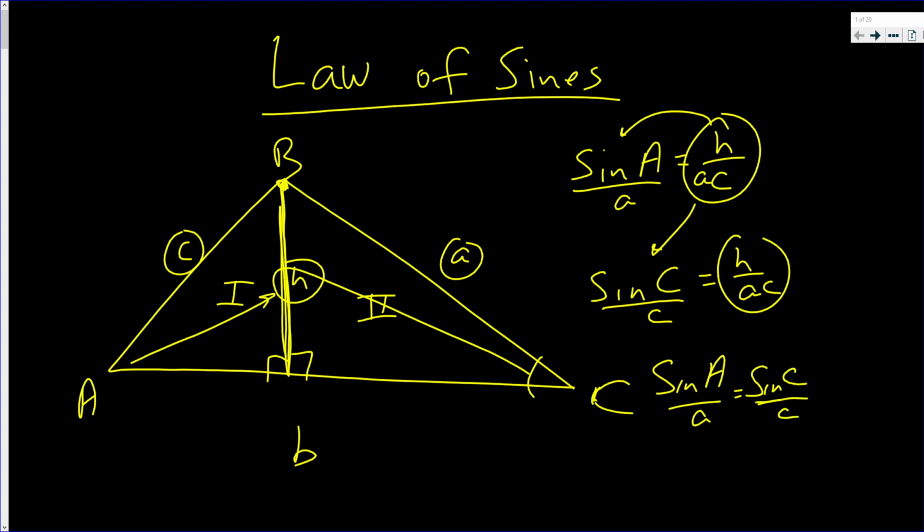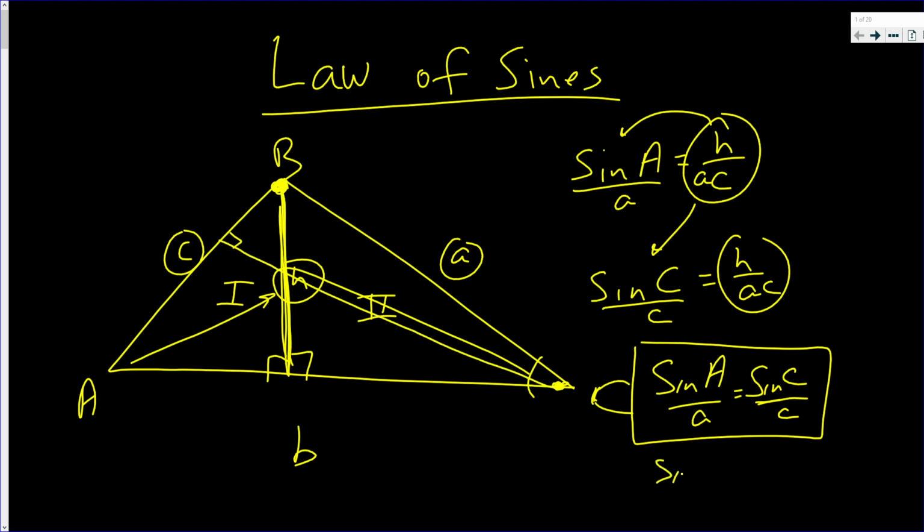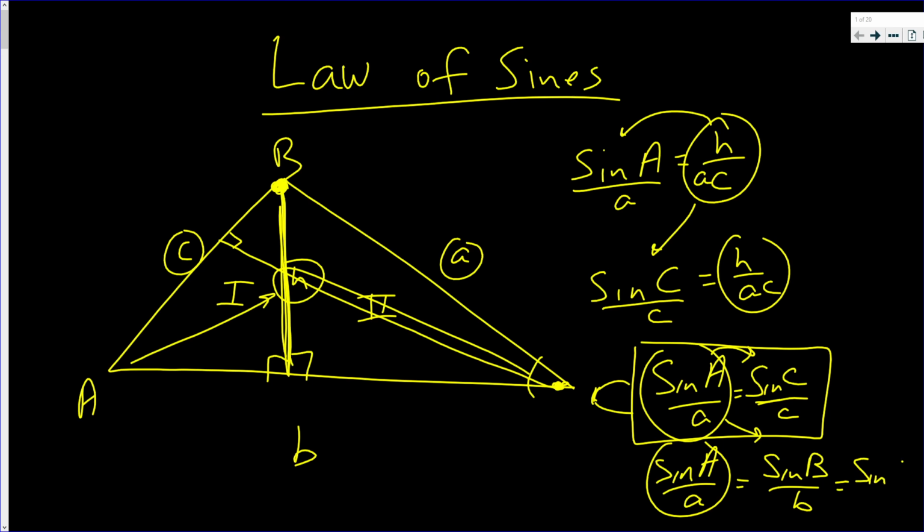Notice I drew the right angle at B, and this doesn't involve B. If I had drawn the right angle at C, then I would have gotten sine of A over A is equal to sine of B over B. That is, C would not be involved. Well, once again, if this equals sine C over C, and it also equals sine B over B, then we have that all three are equal. This here is the law of sines.